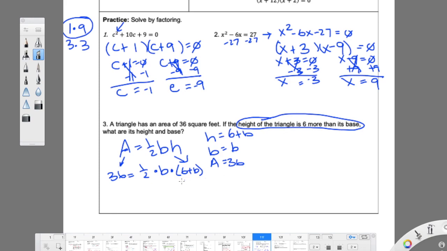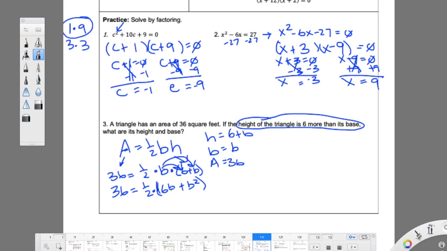So now we have 36 equals 1/2. We're going to multiply all of this together. So we're going to distribute this b. Okay, b times 6 is 6b. I'm going to put parentheses around this actually, so that we know we have to do 1/2. And then b times b is b squared.